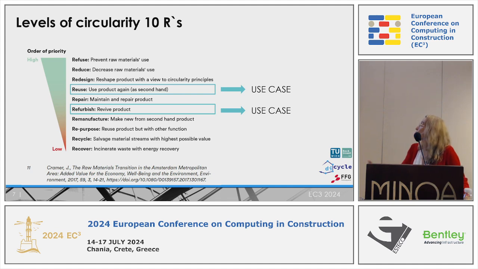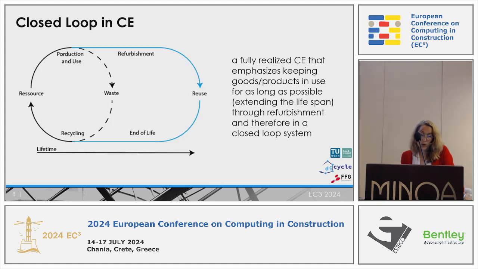I don't know if you're familiar with this, but just to put it in context regarding our use case, which deals with the reuse processes, we have here actually, as you see, use the product again as second-hand, or also refurbish, revive the product. So I'm going to show you what is meant by these two levels in our use case. So a closed loop in circular economy, what does it mean?